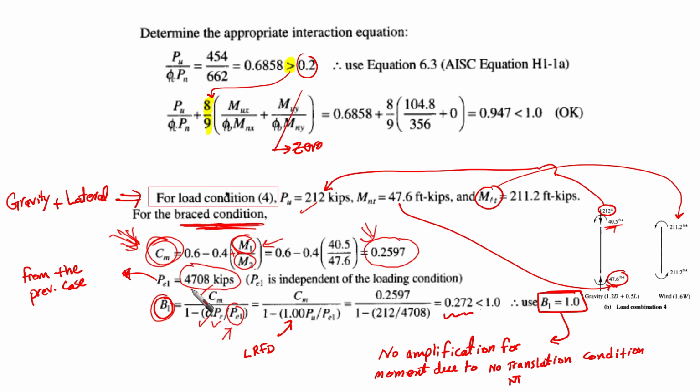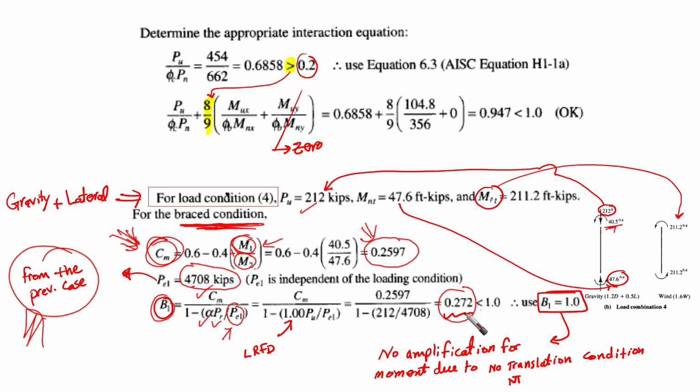So Euler load is going to be 4,708. From where did we get it? From the previous case, because PE1 won't change. It will be the same. So you can get it as we have explained and obtained it in the previous slides. Substitute in this equation and you're going to find that B1 equals 0.27 something.